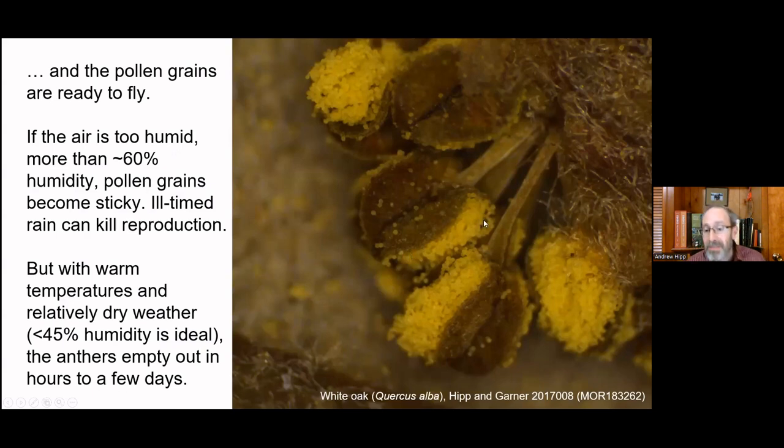Here you see some anthers that are collected from a white oak that Mira Gardner, who's on this call right now, and I collected at the Morton Arboretum in 2017 as part of a very large project. You'll see some of Mira's work later in this talk.